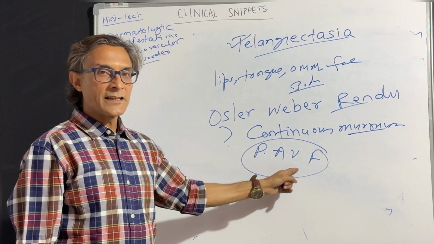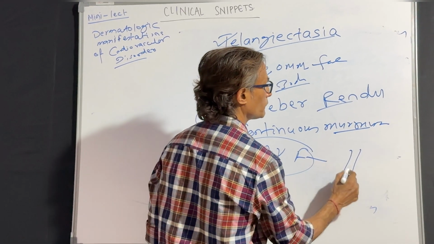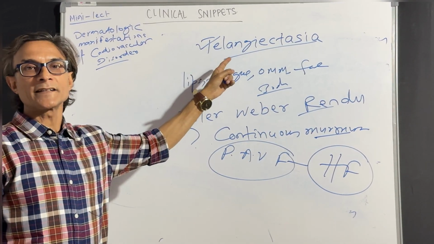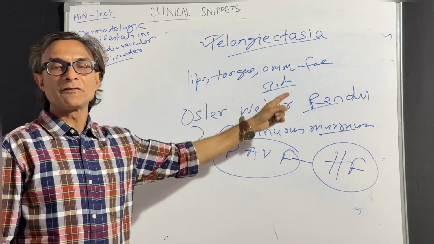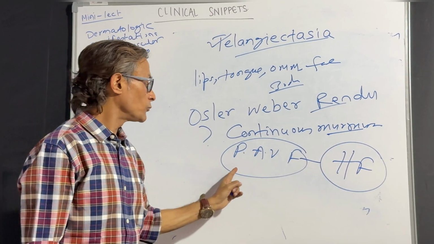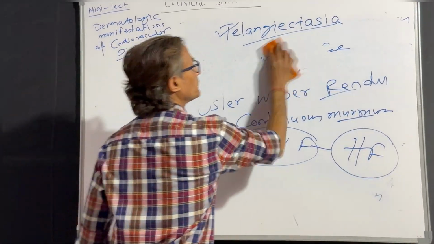So what will this arteriovenous fistula lead to? It will lead to heart failure. These patients can also present with heart failure signs: raised JVP, congestive cardiac failure, left-sided heart failure. So high output heart failure due to persistence of a pulmonary AV fistula. So one is Osler-Weber-Rendu syndrome.